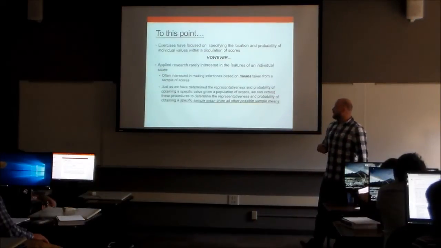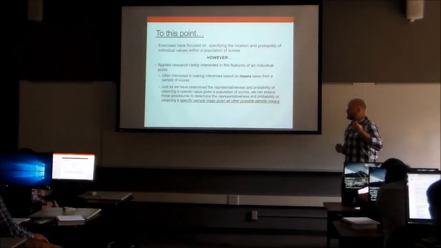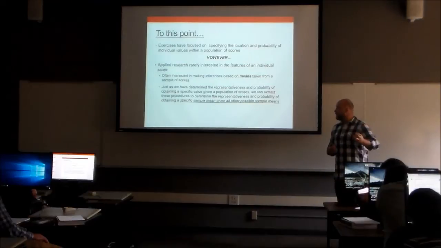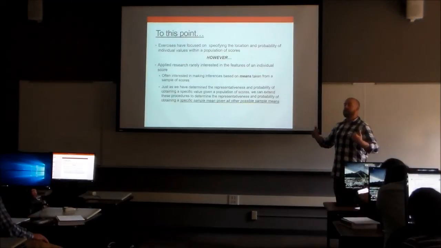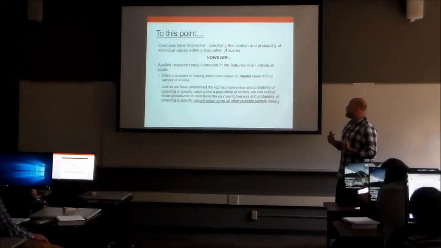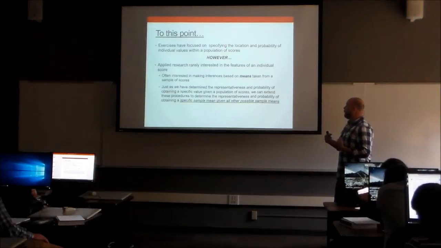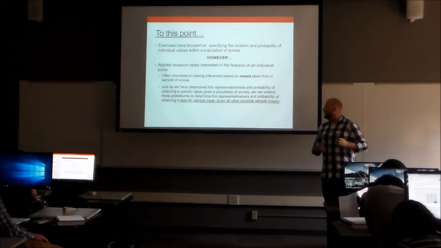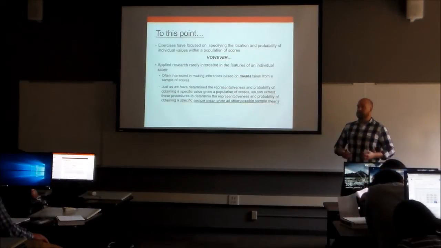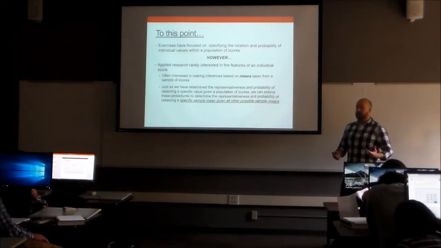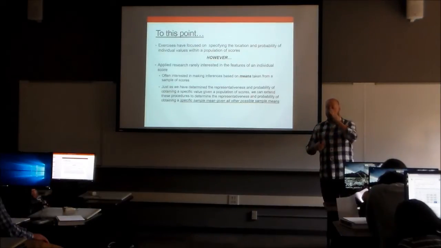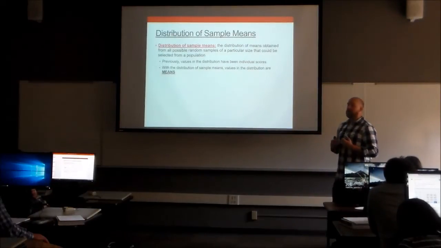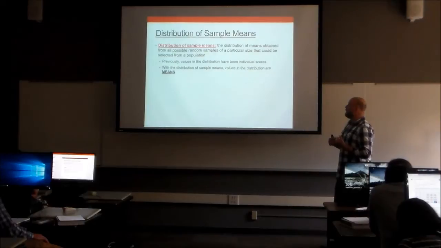And so just like we've gone through and determined representativeness and probability of extracting a specific value given a population of scores, we take this same concept, move forward, and what we can do is start looking at the representativeness probability of obtaining a specific sample mean given all other possible sample means that could be taken from the population. Same concept, we're just kind of layering it up here a little bit. Okay, and so what we're going to be talking about is distribution of sample means.